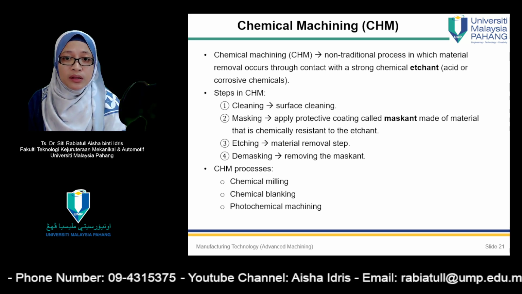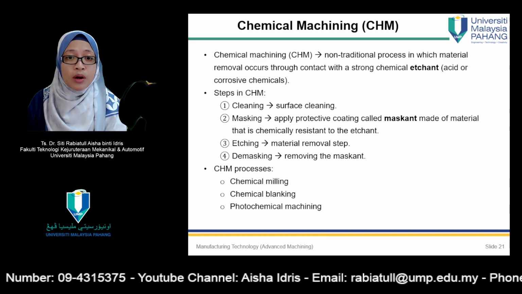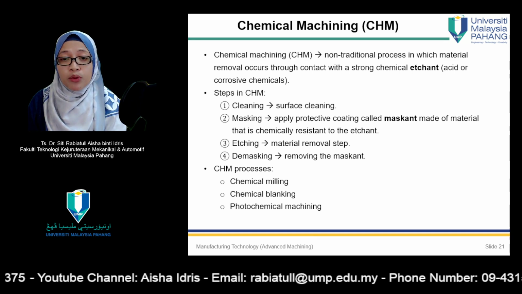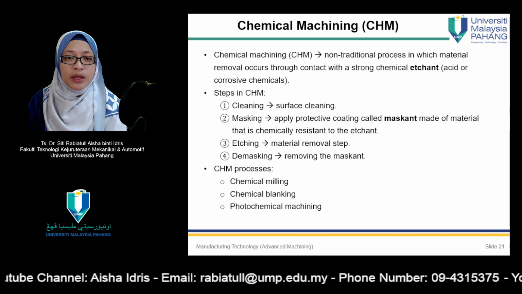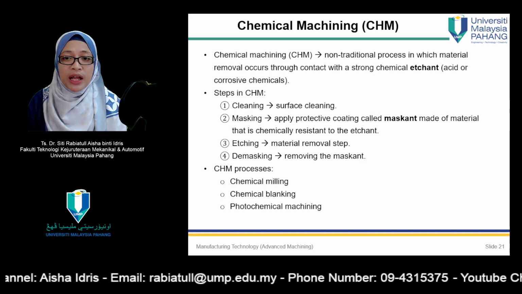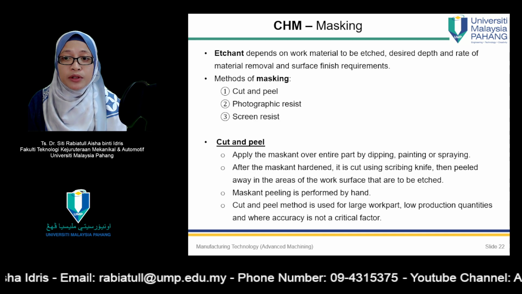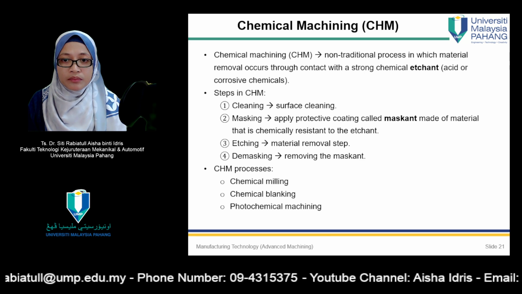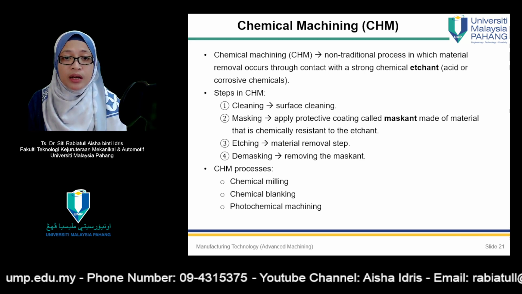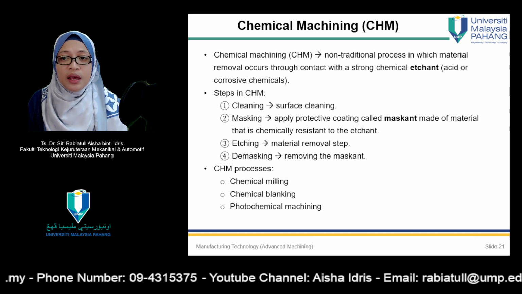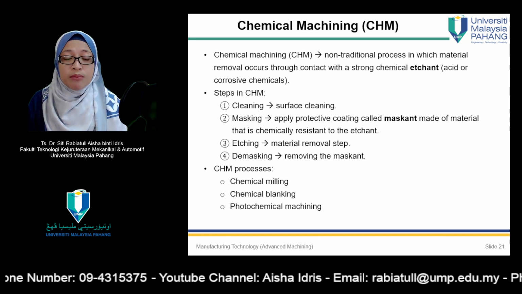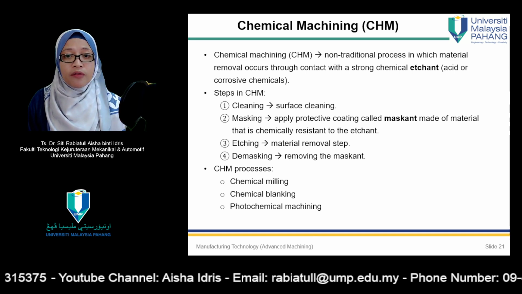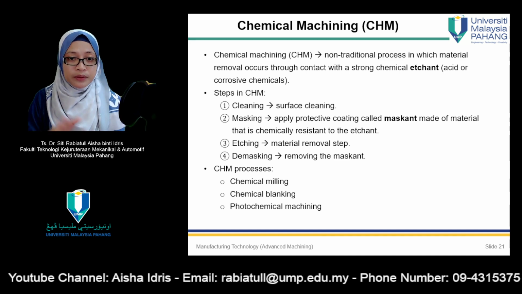The use of chemicals to remove unwanted material from a work part can be accomplished in several ways, and different terms have been developed to distinguish the applications. The terms include chemical milling, chemical blanking, chemical engraving, and photochemical machining. They all use the same mechanism of material removal, and it is appropriate to discuss the general characteristics of chemical machining before defining individual processes.